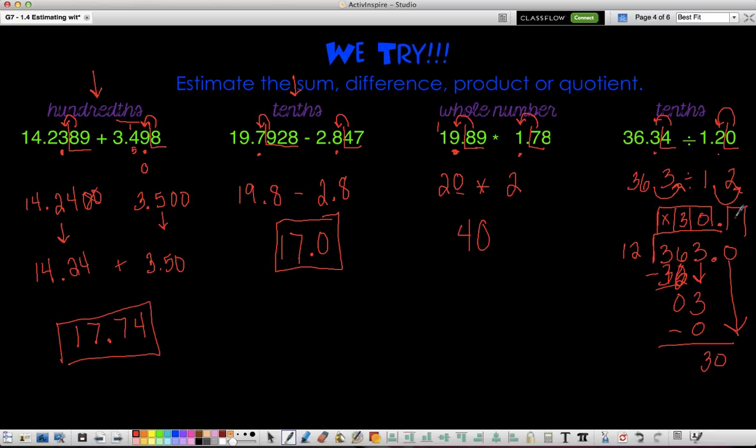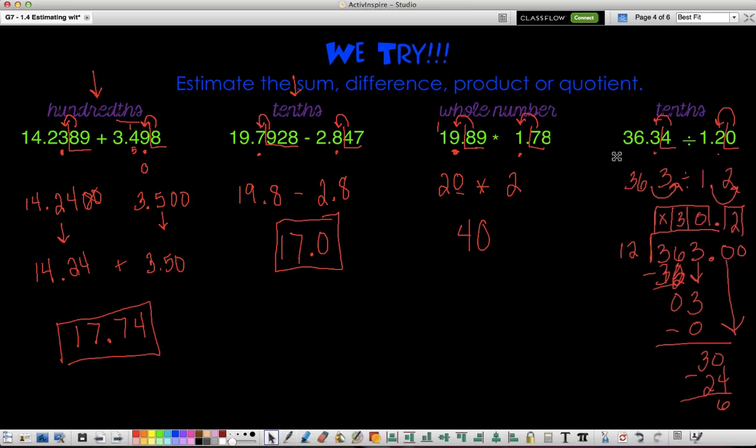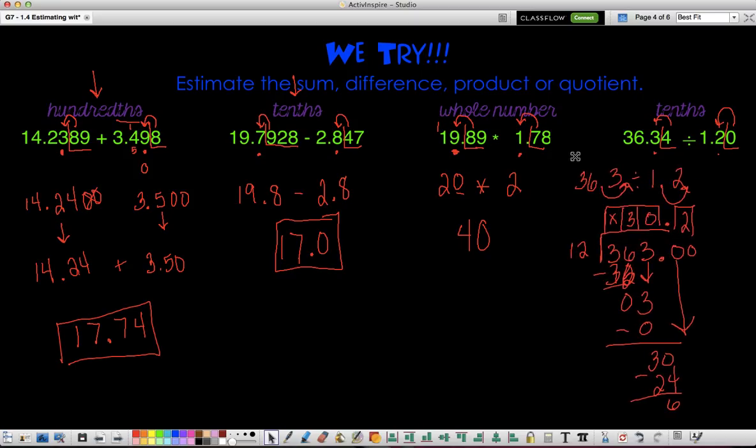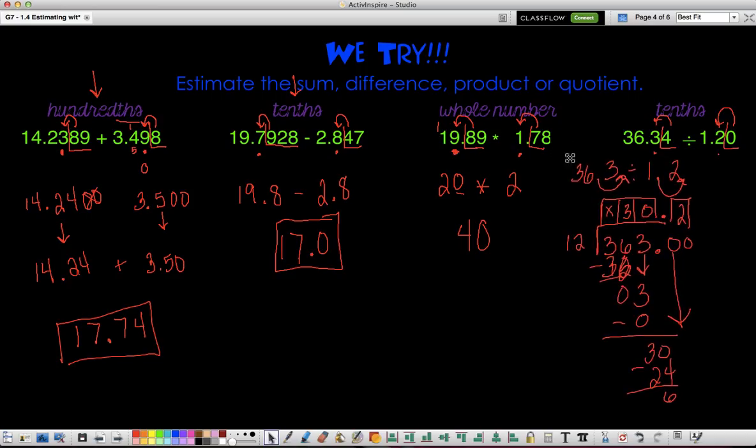12 goes into 30 twice. Now I need to add another 0, and let me move this over so that way we can see everything here. I'll move it up a little bit. There we go.